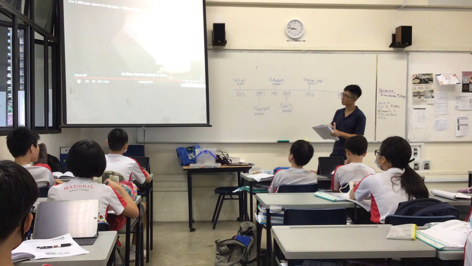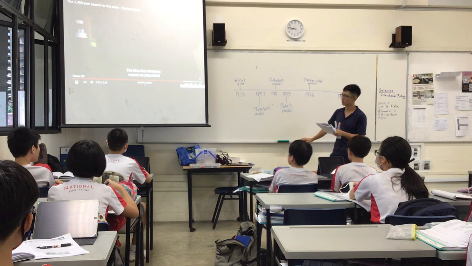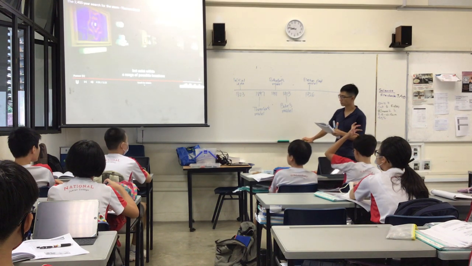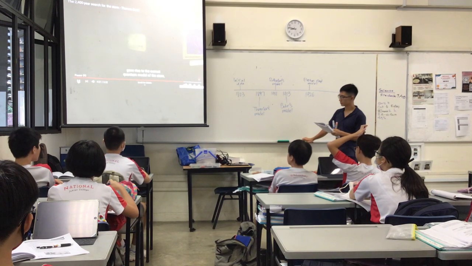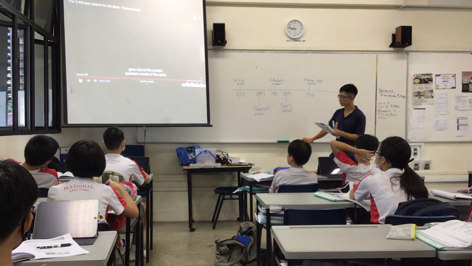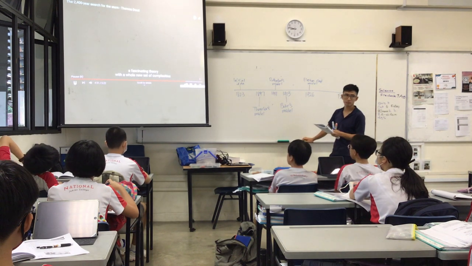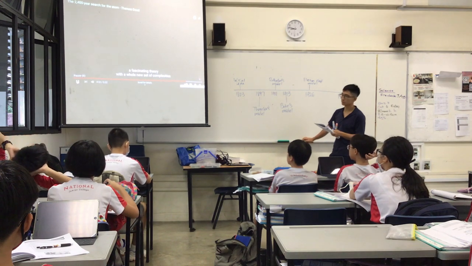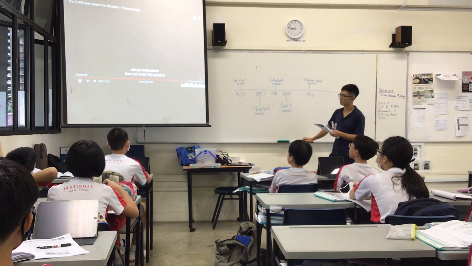The idea that electrons cannot be pinpointed, but exist within a range of possible locations, gave rise to the current quantum model of the atom. A fascinating theory with a whole new set of complexities whose implications have yet to be fully grasped.